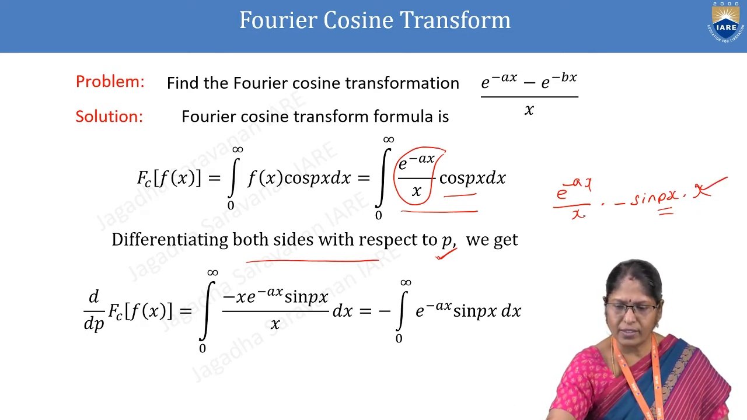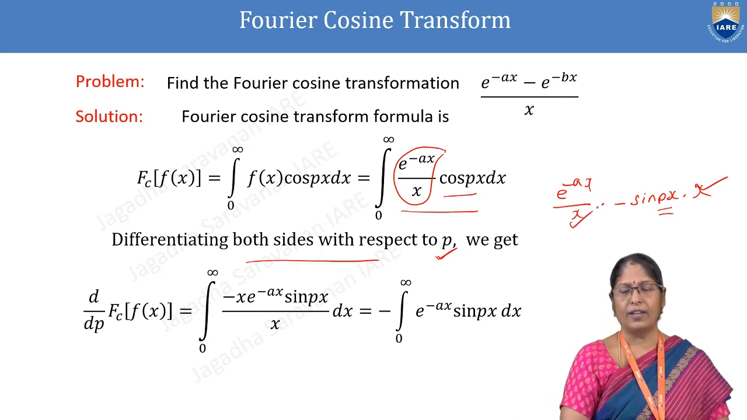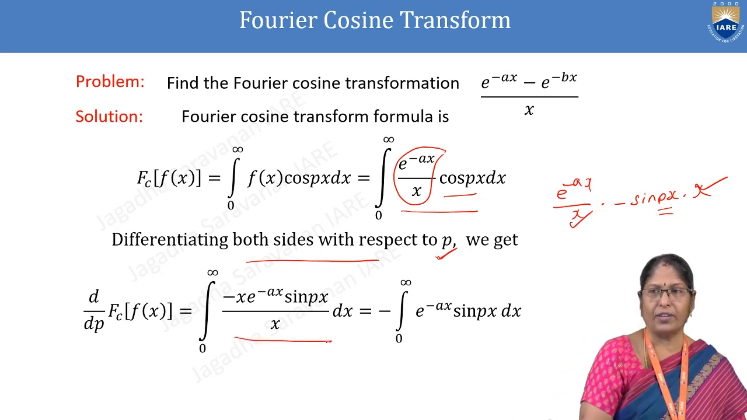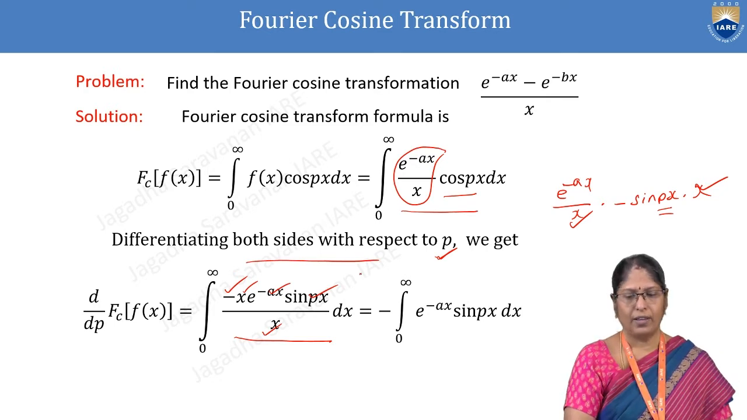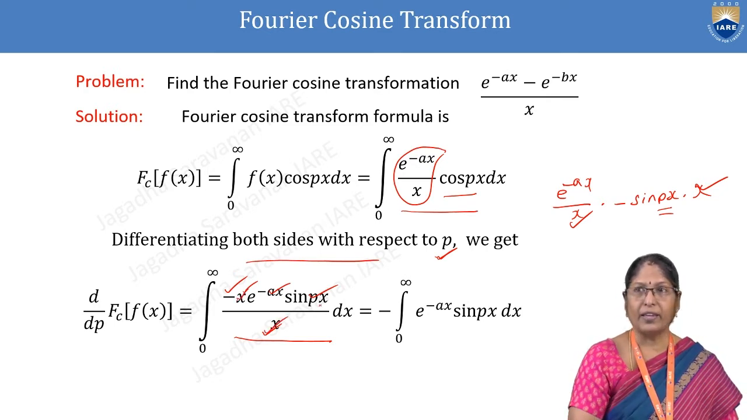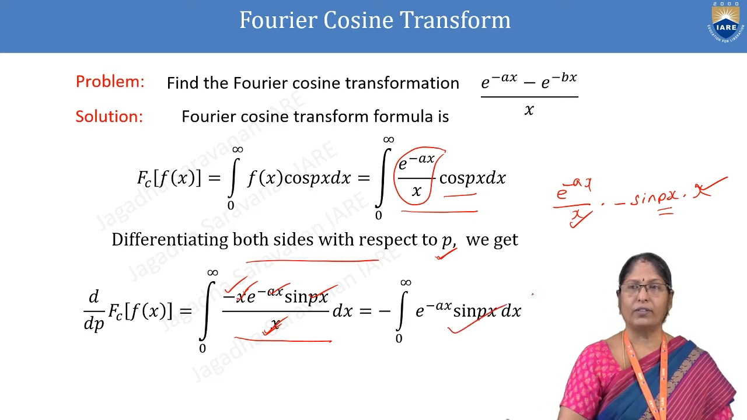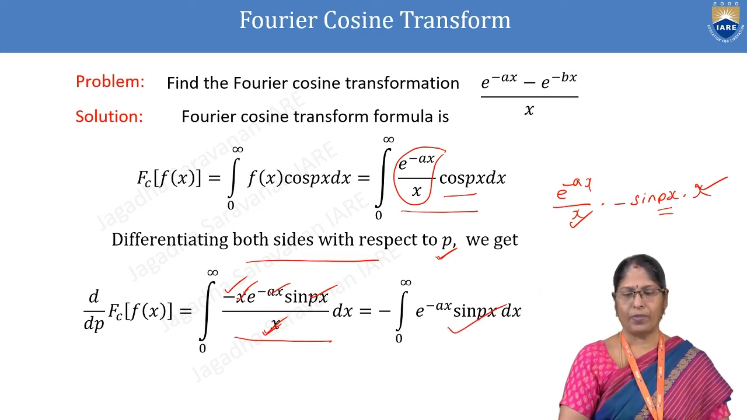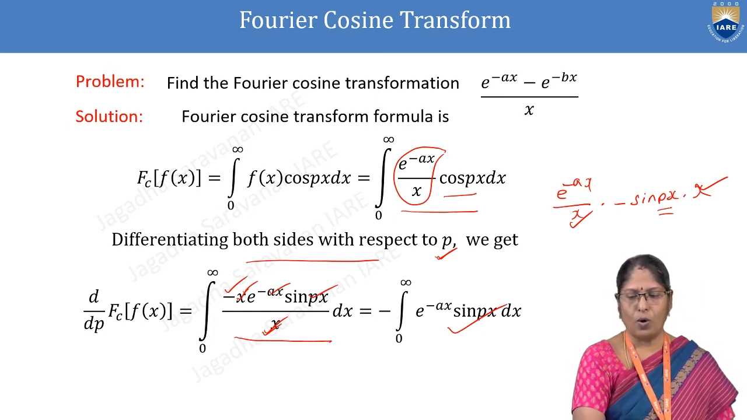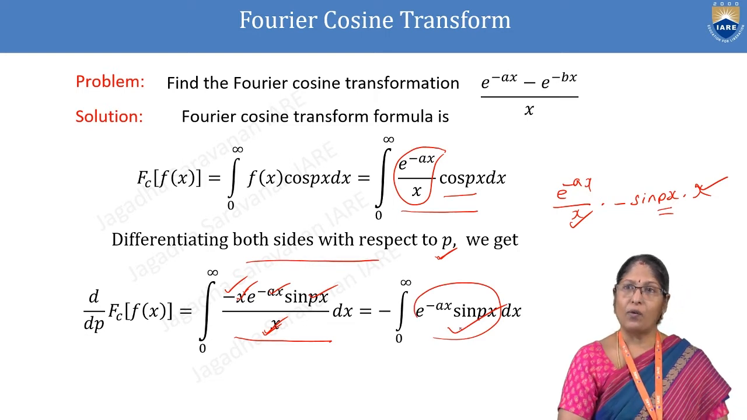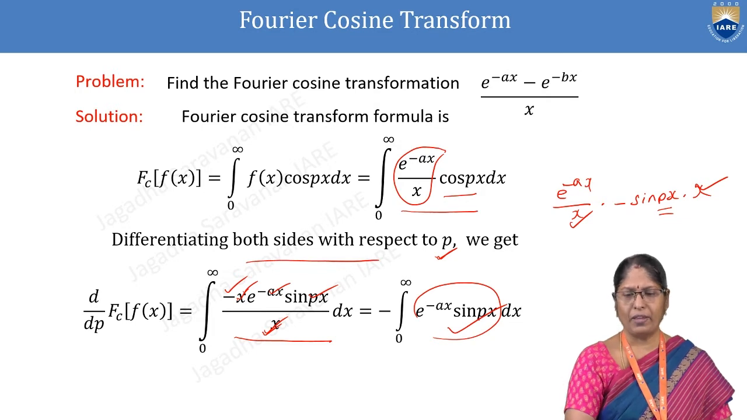Now this x is getting cancelled. That part only is written here, this minus sign only here: x e power minus ax sin px dx. x and x are getting cancelled. The balance, the remaining part, we got it here. The minus is kept before the integral. Now this integral is very easy and convenient for us. But if this x is there, it is difficult.